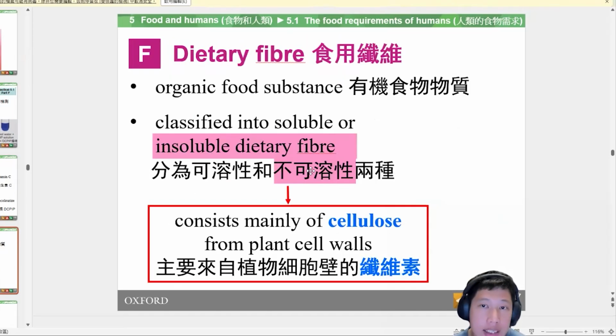Now, lastly, the thing that we need to know is the dietary fiber. For dietary fiber, we will have two types. One is soluble, the second one is insoluble. Now, in the DSE syllabus, we mainly ask you about the insoluble dietary fiber. And this insoluble dietary fiber mainly consists of the cellulose from the plant cell wall.